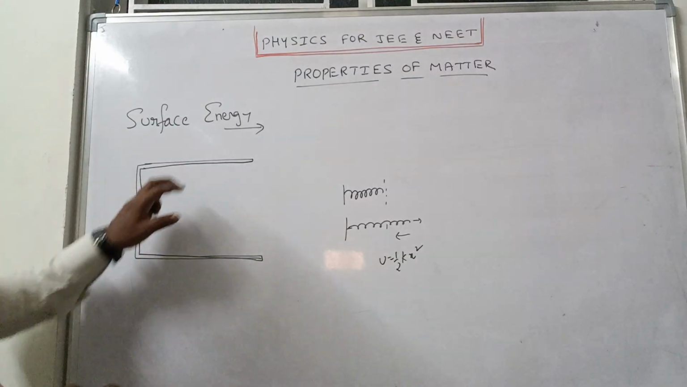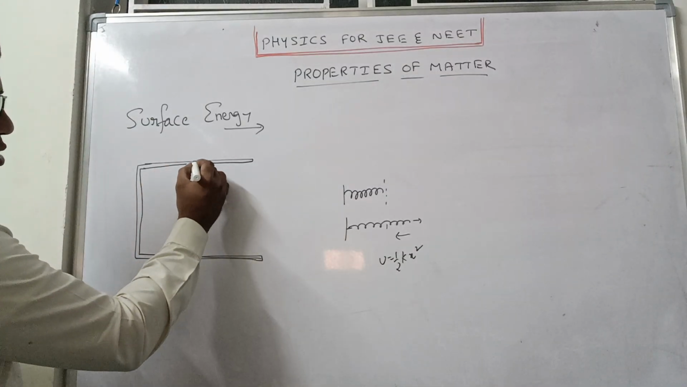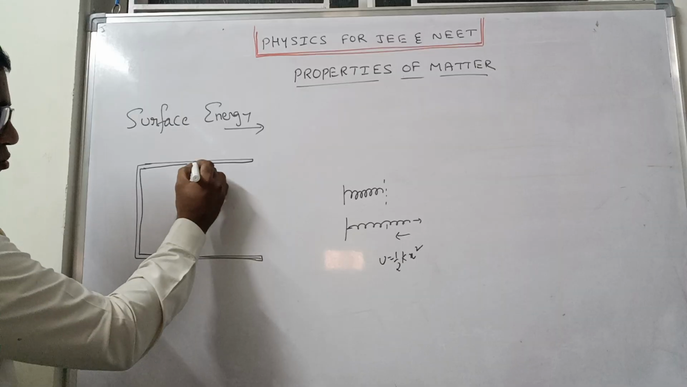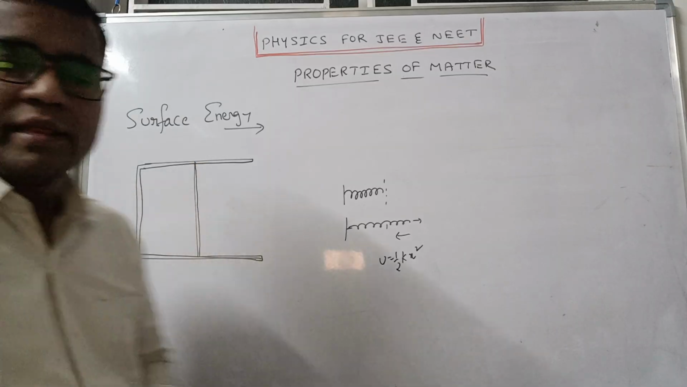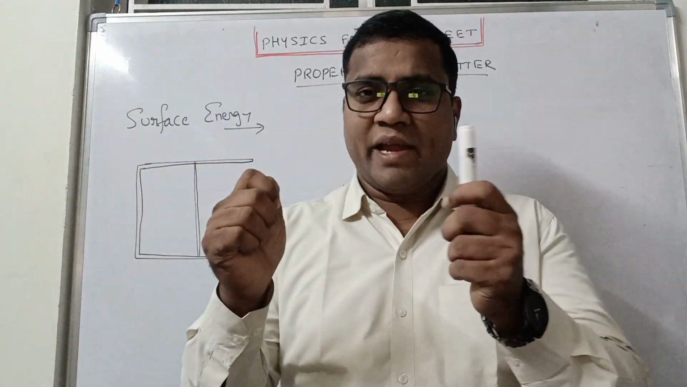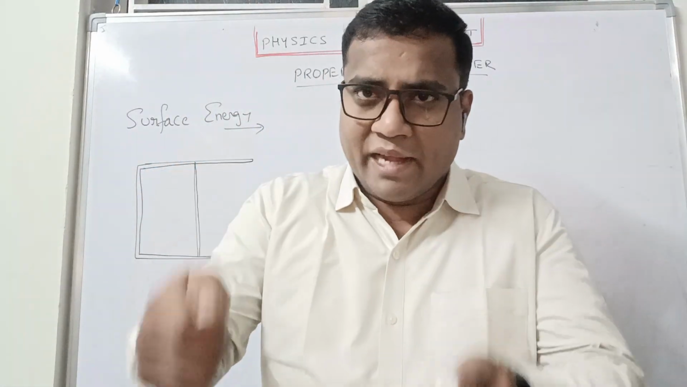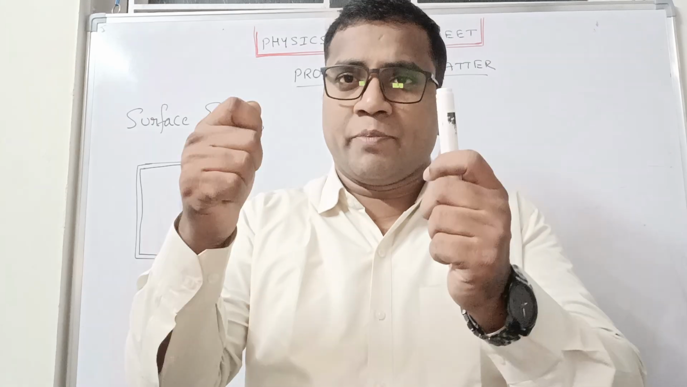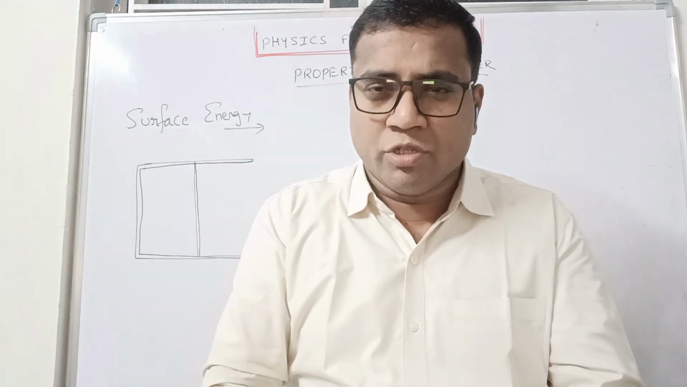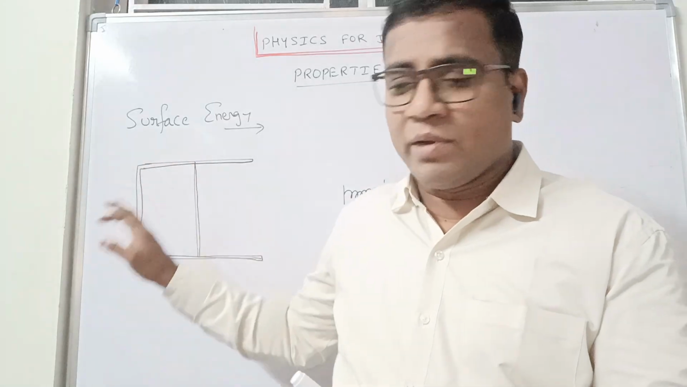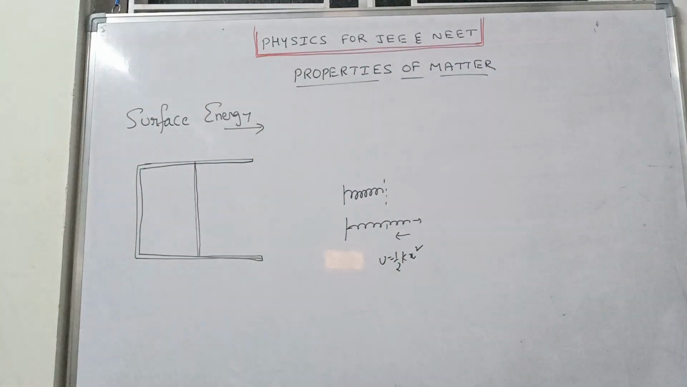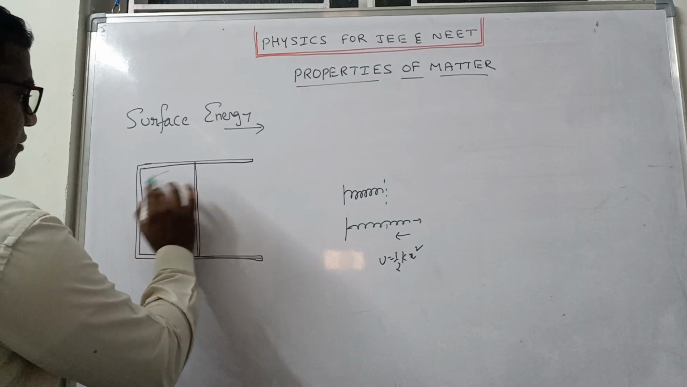On the frame one mobile, lightweight rod is there, right? Then in my hand I am holding the frame. I dipped it in the soap solution and lifted it up. When I dipped it in the soap solution and lifted it up, a thin film will be formed here. So I will draw it here. It is a thin film.